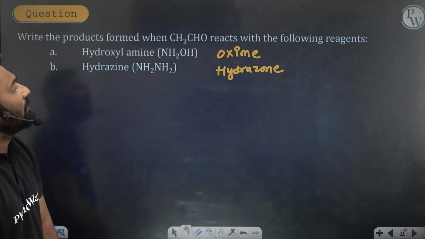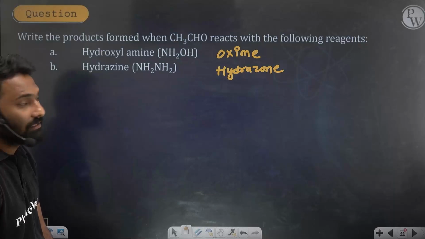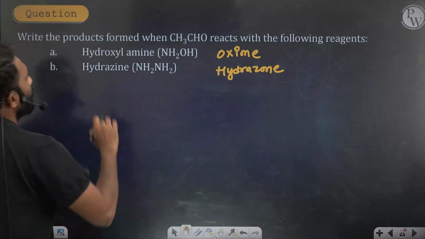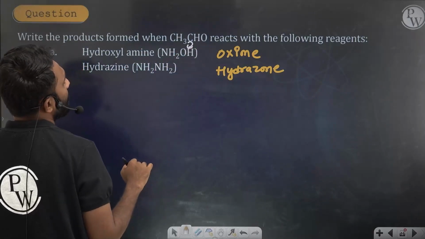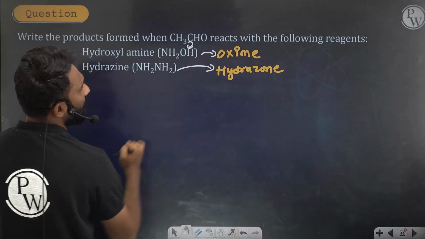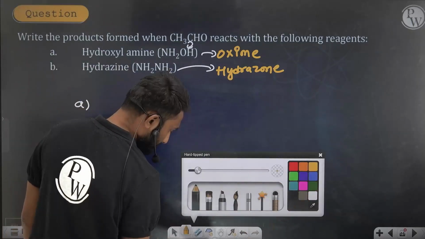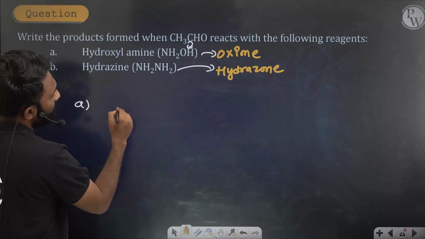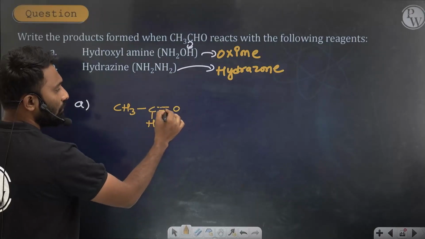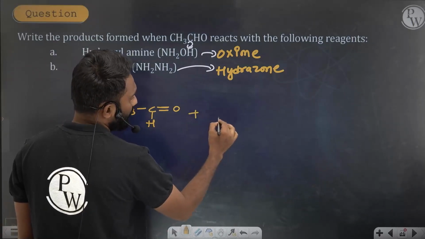Write the products formed when acetaldehyde reacts with the following: hydroxylamine and hydrazine. When you have this type of question given, when acetaldehyde reacts with hydroxylamine, we get the oxime. When it reacts with hydrazine, we get the hydrazone. Look here, first A: CH3CH double bond O. Clear? Now this is the acetaldehyde. Now hydroxylamine, write in this manner.